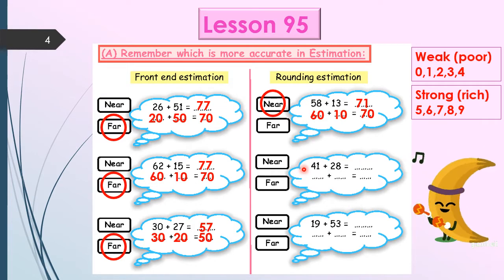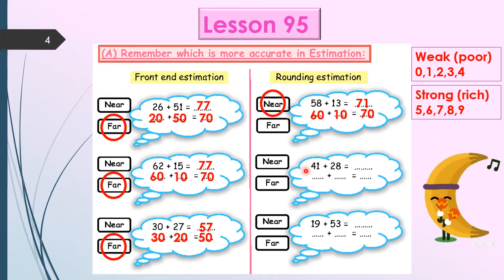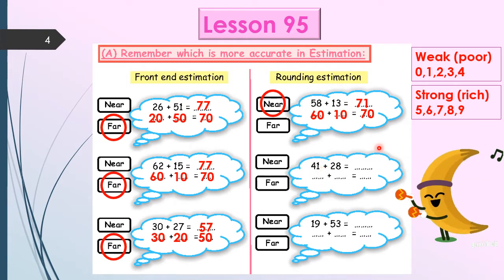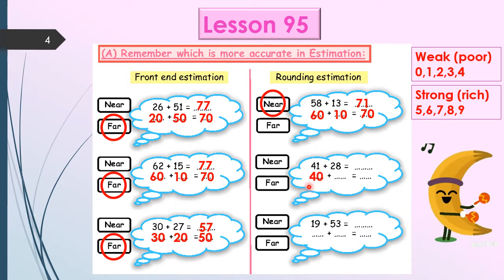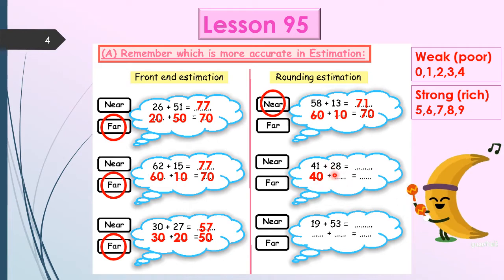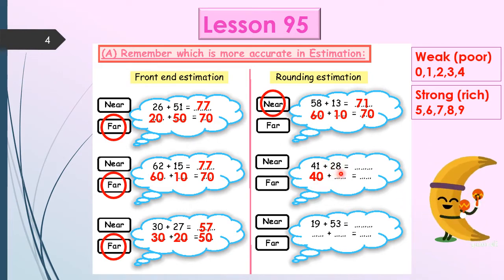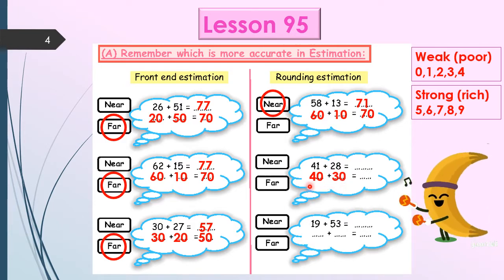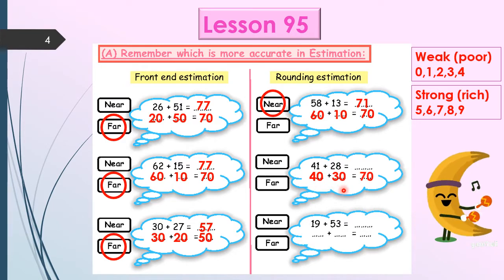Check if it's weak or strong. 41: the 1 here in the ones place is a weak number. Then 40 will be the same 40. And 28: the 8 here is a strong number. Yes, we add 1 to the tens place, so it will be 30. Yes, 40 plus 30 equals 70.